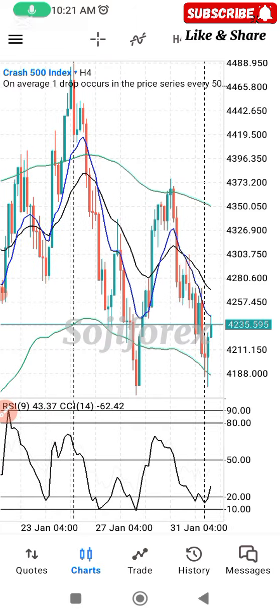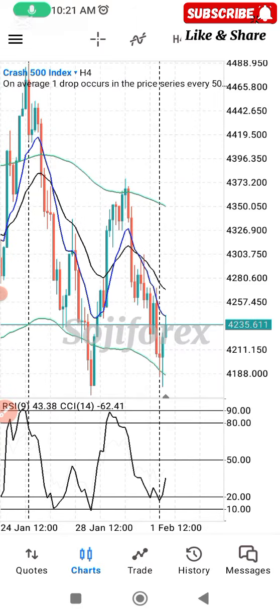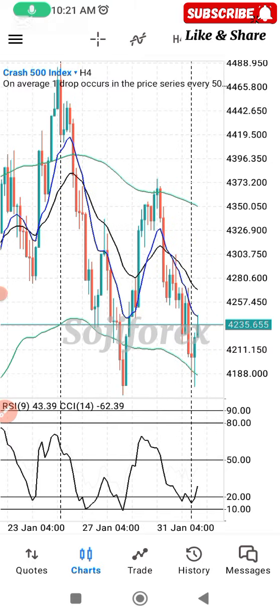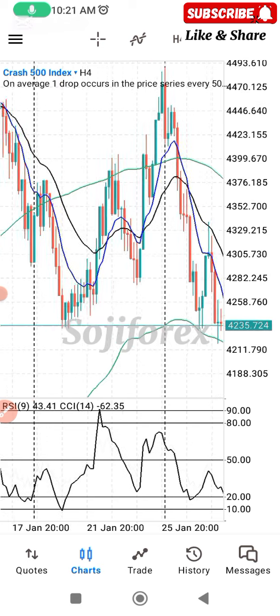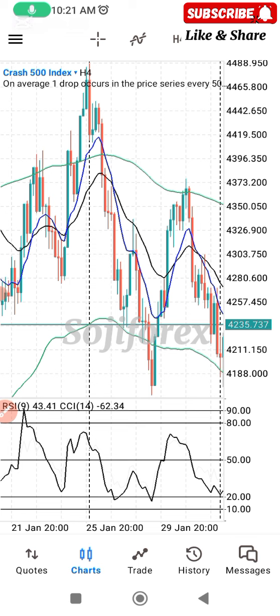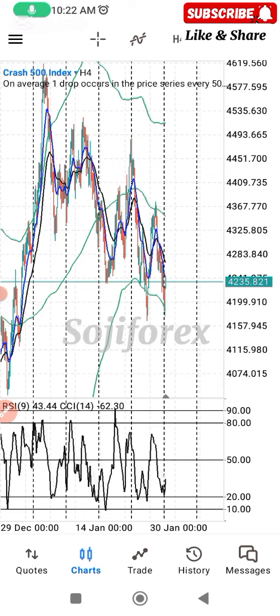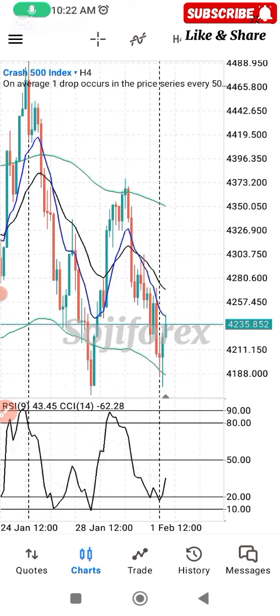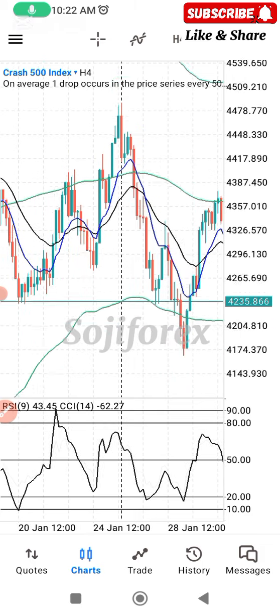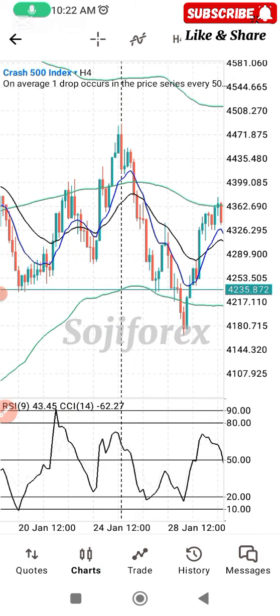You will come to your chart and you will mark your point of failure and point of reaction. You might be wondering, now this is crash, we'll be looking only to sell crash, right? This is the 4-hour time frame. So first of all, let me explain to you what is point of failure.